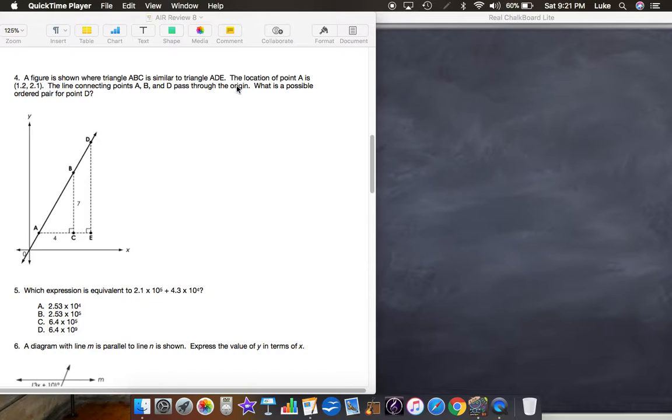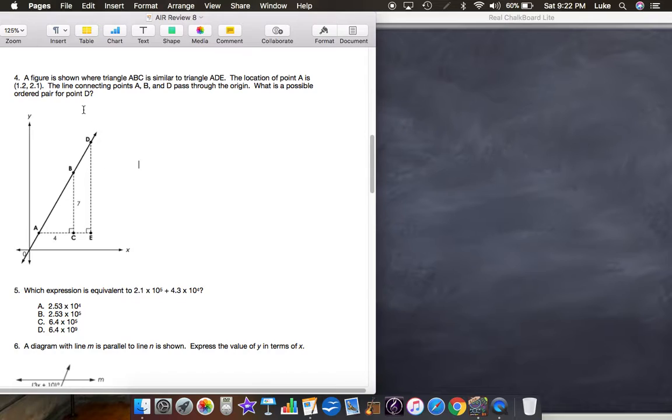They actually give us the location of point A is at 1.2 and 2.1. So our x-coordinate is 1.2 and our y-coordinate is 2.1. So that's a little bit of a funny place to have a point, but it's going to be really important to remember that in the near future.